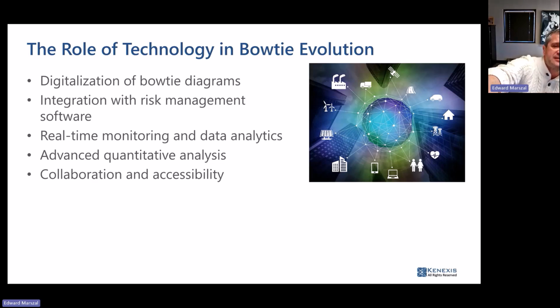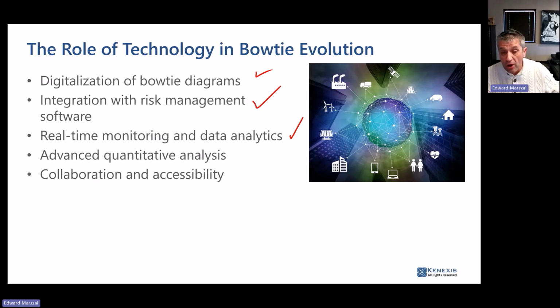We have the ability to digitalize the bowtie diagrams, breaking it into its fundamental data structure instead of making it just a pretty picture. This is going to allow us to integrate with other risk management software. So you don't need to pull out PowerPoint and start drawing a picture when you can export out of OpenPHA and have a bowtie diagram built for you automatically. Ultimately, we're going to be able to use this tool for real-time monitoring and data analytics.